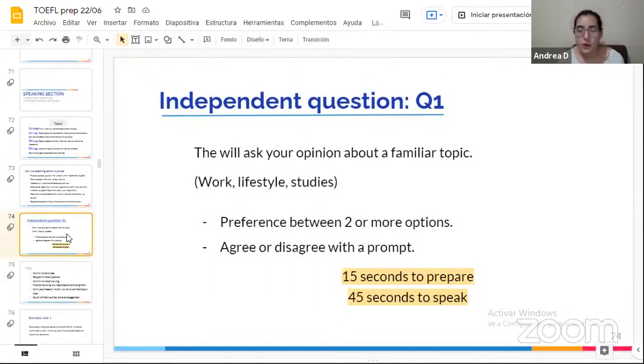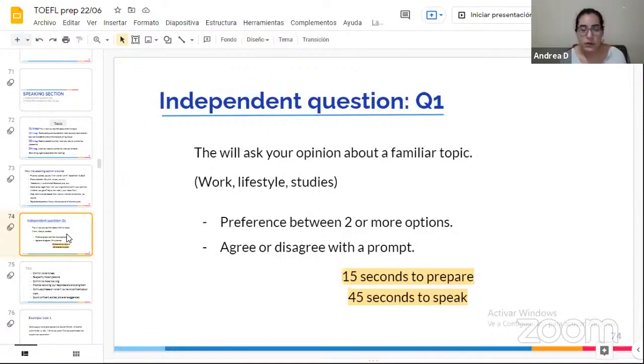Okay. So I think if not all, then a lot of you already know how this independent question works, because we have been seeing this in the speaking sessions that we have. So you probably know by now how this works, and maybe it's going to be a bit repetitive, but we're going to be trying to look at it in a more in-depth way.